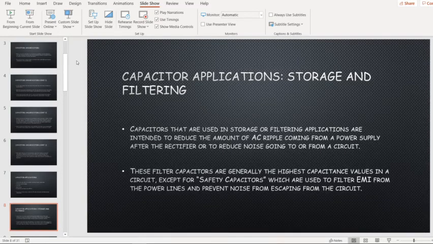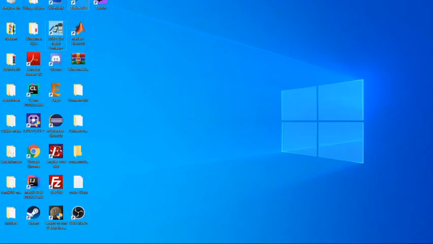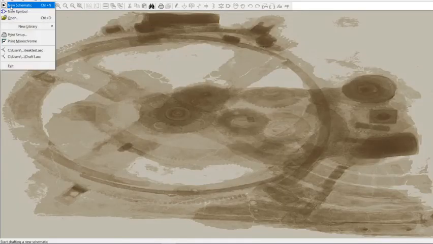So capacitors that are used in storage or filtering are intended to reduce the amount of AC ripple coming from a power supply. And what that means is, after, say, a rectifier, you'll have a capacitor. And the reason is because it basically... I'll show you. So let me open up LTspice here.